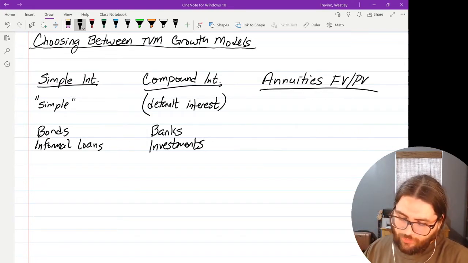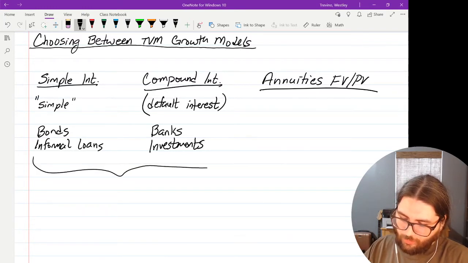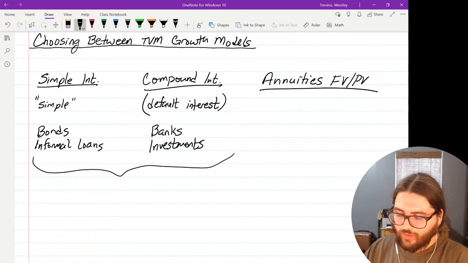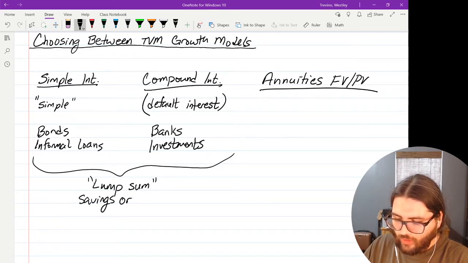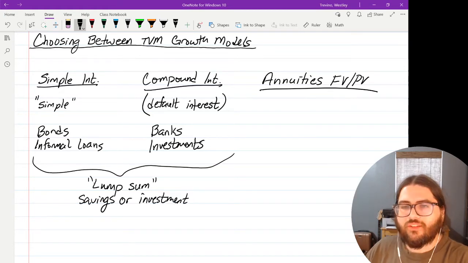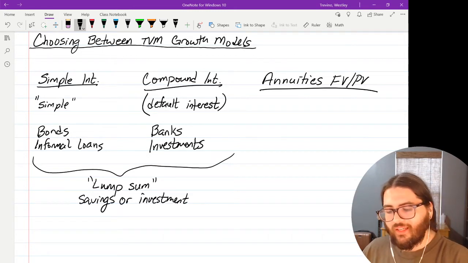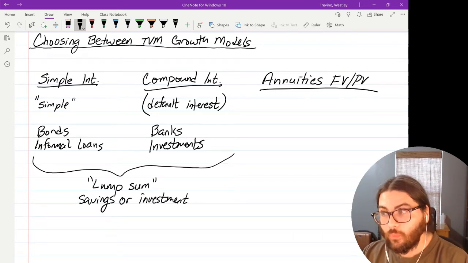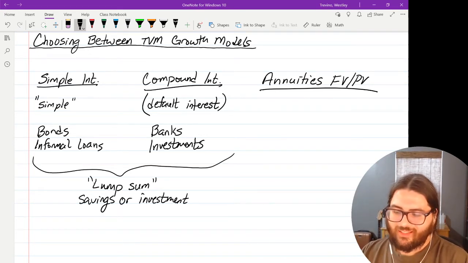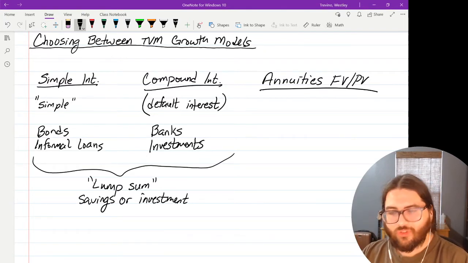Annuities, on the other hand, right? Both of these kinds of interest, by the way, simple and compound, most of them have to do with lump sums. So it's a lump sum saving or investment. And the reason for that is because we're not allowed to put any more money into this account or this investment after it started growing. If we did that, it would become an annuity. So that's the main difference between these two categories.